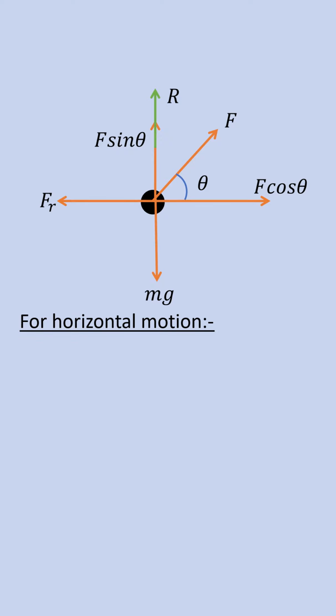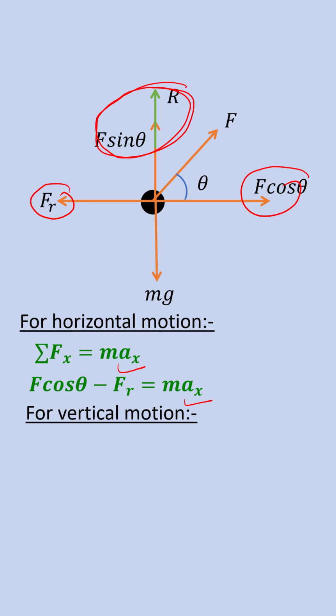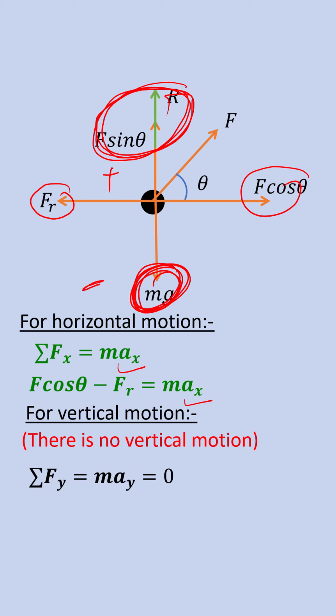For horizontal motion, it becomes F cos theta minus Fr equals max. For vertical motion, in the vertical direction, there are two forces, R plus F sin theta. They are in the same direction, that's why they are added. And mg is in the opposite direction, that's why we take the sign of one plus and the sign of the next minus. F sin theta plus R equals mg. R equals mg minus F sin theta.